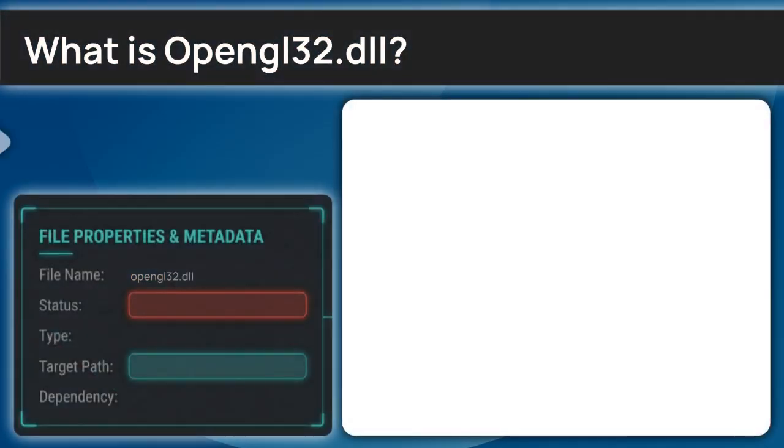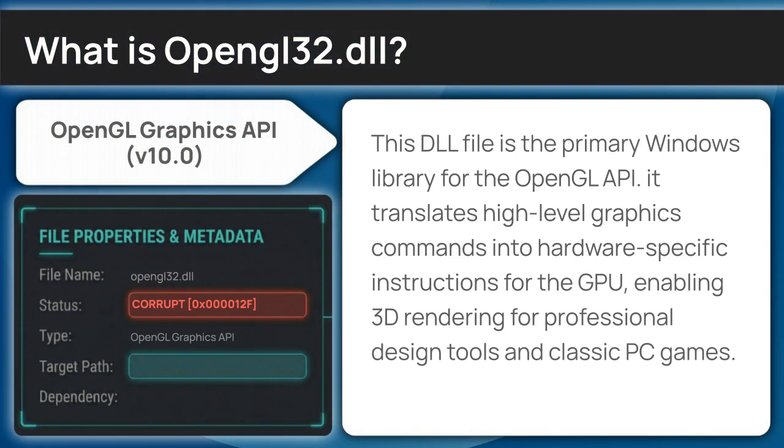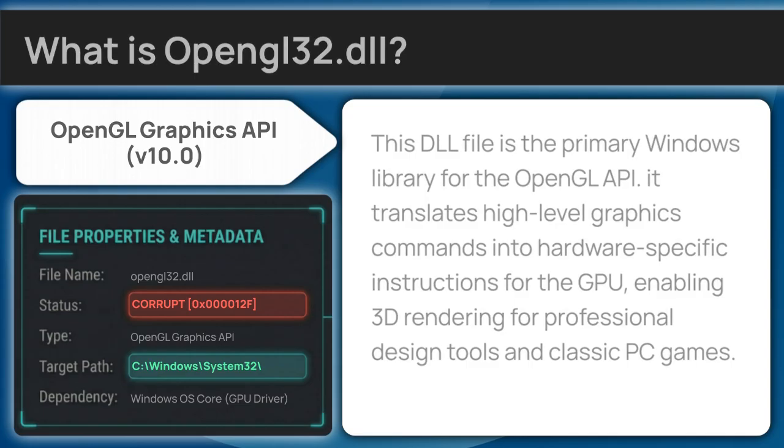This DLL file is the primary Windows library for the OpenGL API. It translates high-level graphics commands into hardware-specific instructions for the GPU, enabling 3D rendering for professional design tools and classic PC games. Now that the background is clear, let's walk through the actual installation steps.